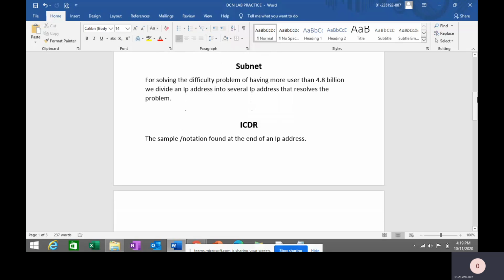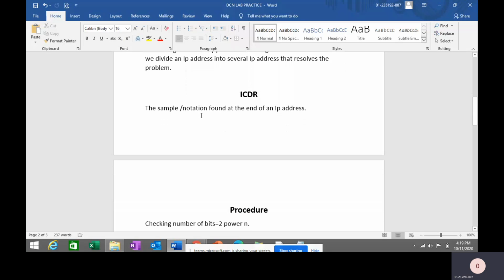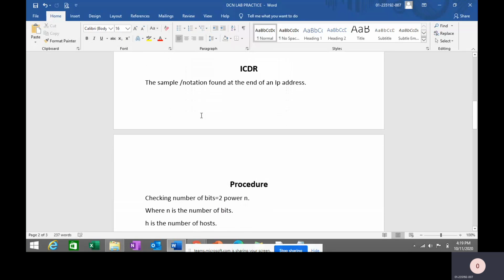Another important concept that we need to understand in IP addressing is CIDR. What is CIDR? CIDR is basically the simple notation found at the end of an IP address, which is used to determine the number of bits. I will share an example with you, and you will further know about the concept of CIDR.